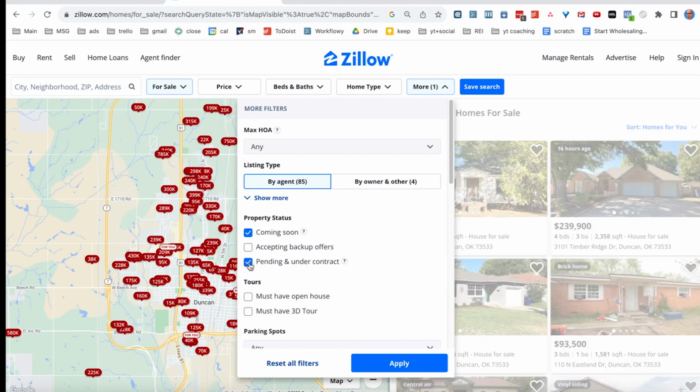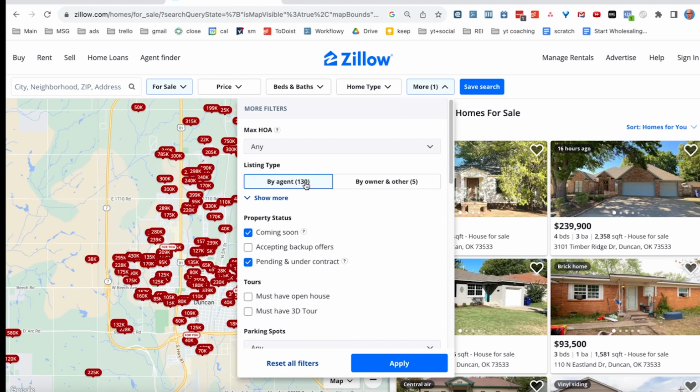So if I toggle this, it gives me 130. So 130 is the actual total inventory in the market. And then 85 is active because the rest of them are pending. So if I take my calculator and calculate, it's 130 minus 85. So I have 45 pending sales. So 45 divided by 130 is 34%. So 34% of the inventory is pending.